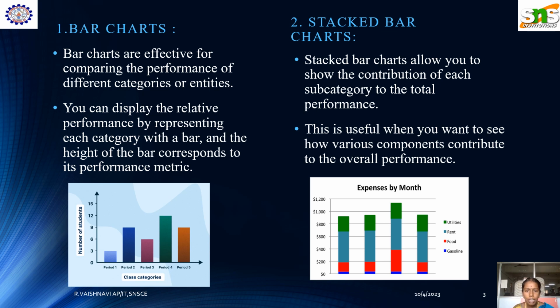Next chart is the stacked bar chart. Stacked bar chart allows you to show the contribution of each subcategory to the total performances. This is useful when you want to see how the various components contributed to the overall performances. Here we have the example. It is expenses by the month. One color represents a single attribute.